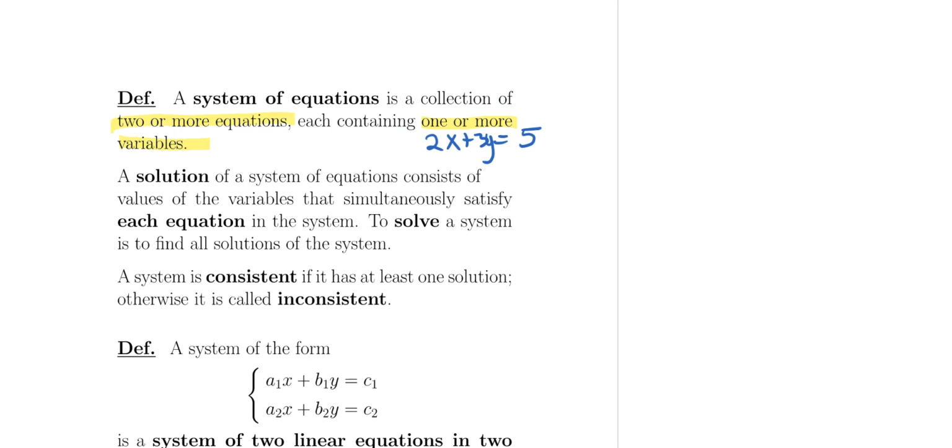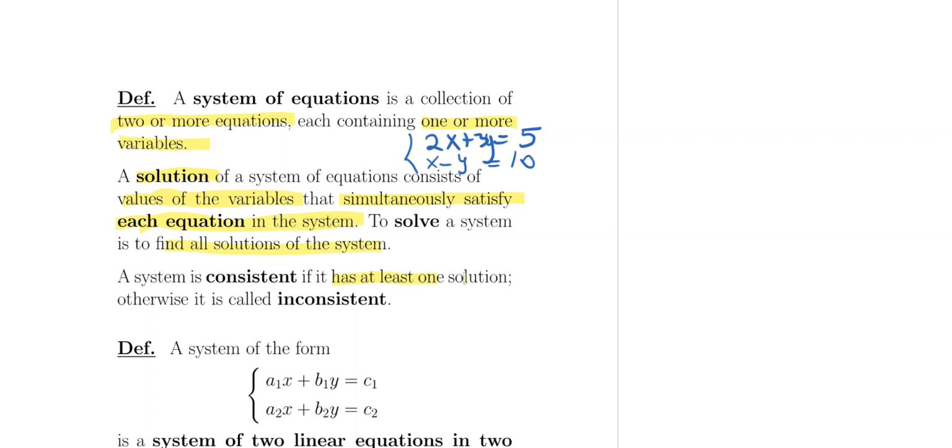All right, so a system of equations is basically a collection of two or more equations, each one containing one or more variables. So for example, you could have 2x + 3y = 5, and then x - y = 10. So you have the two variables, x and y, and then the two equations. To solve it, you need to find the solution, and the solution is all the values of the variables that satisfy simultaneously each equation in the system. So to solve a system means to find all the solutions of the system.